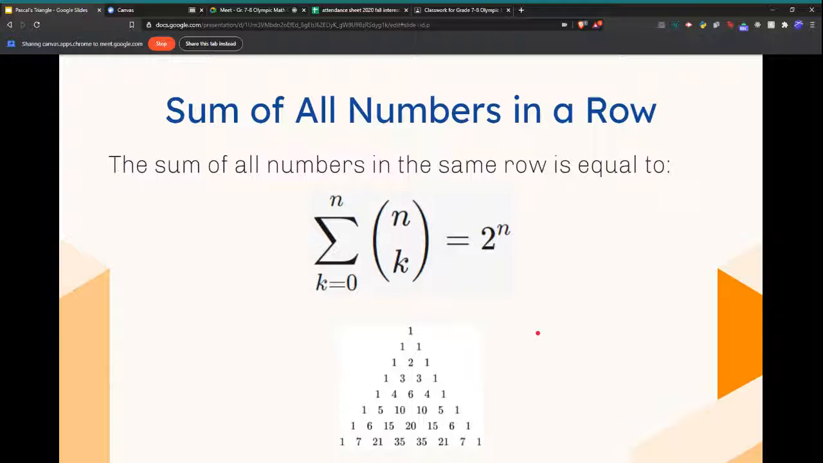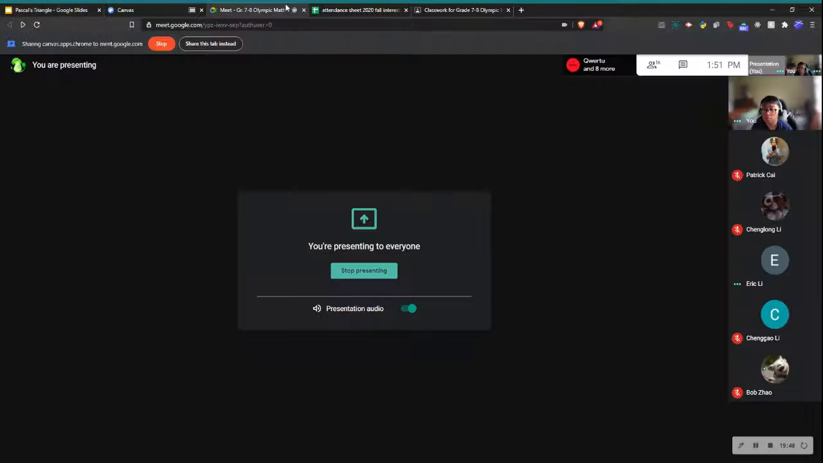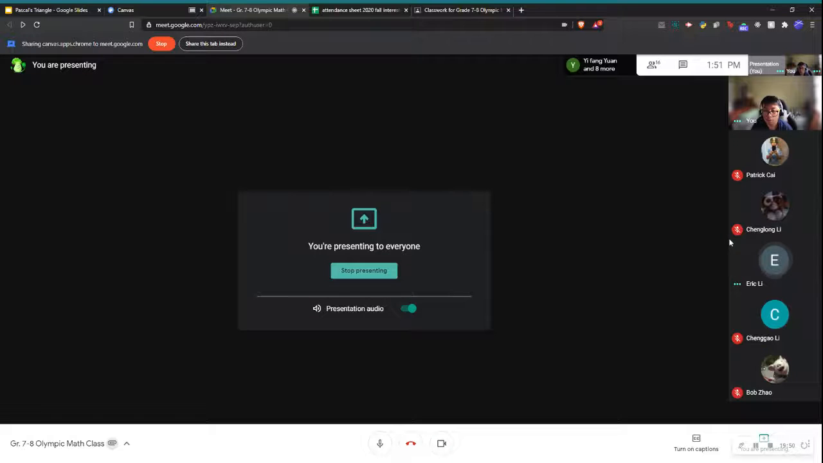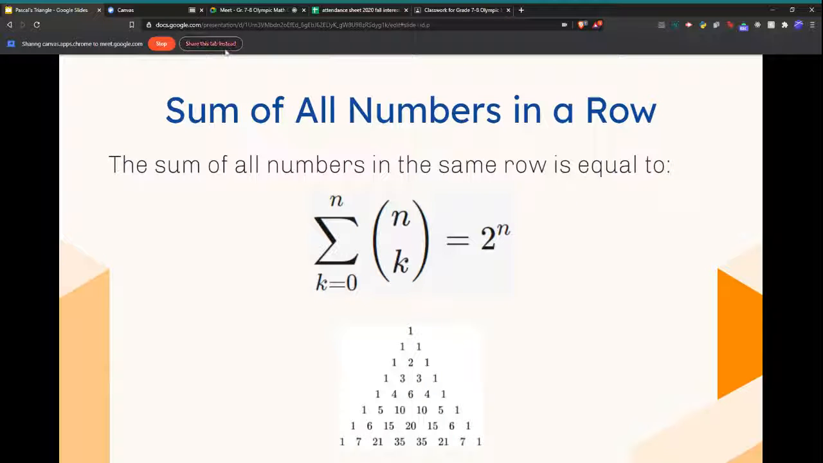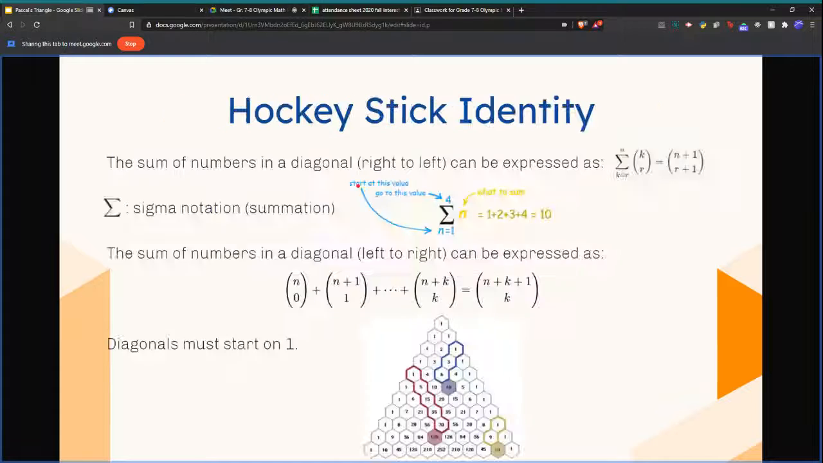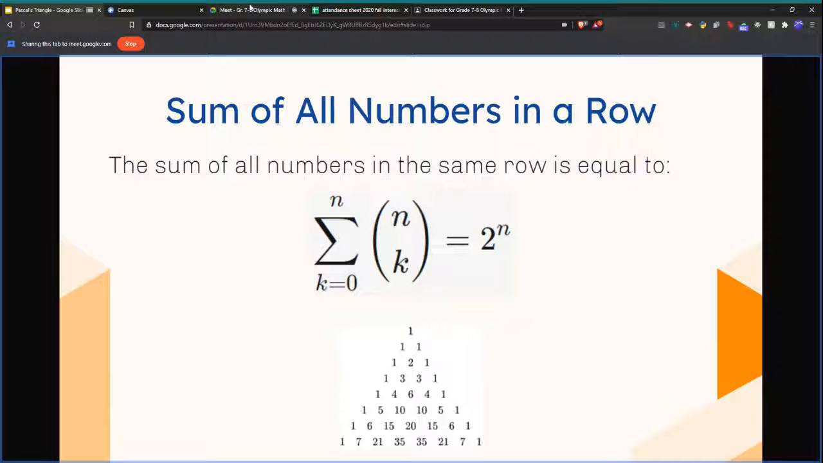Okay, and this is the last identity that we're going to learn. If we look at the sum of all numbers in a row, we'll notice that they're equal to powers of 2. So we can express it in sigma notation, like this. Oh, sorry. Okay, here's a slide. Sorry, I forgot to switch tabs. Okay, my bad. Here, I'll explain it again.